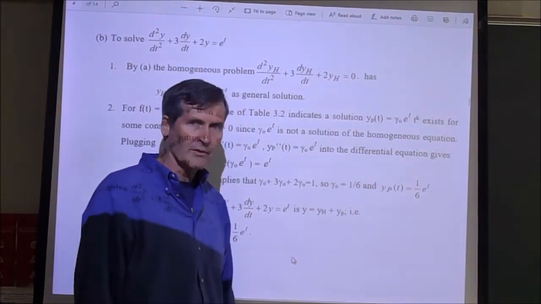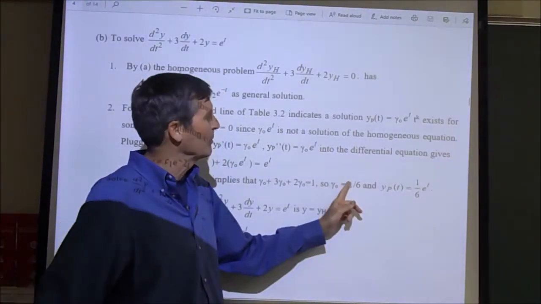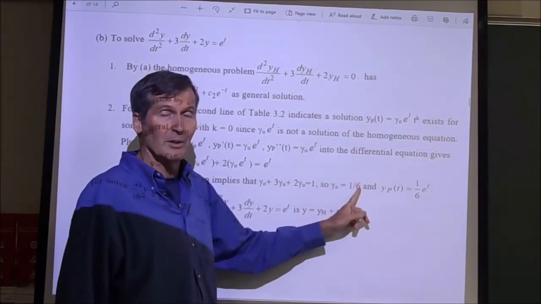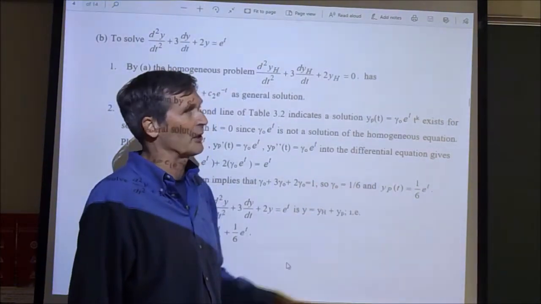What if it doesn't work? Not possible. This is a theorem. It always works. There is always a solution of the form listed in the table. You just have to plug it in and see what the coefficients are.